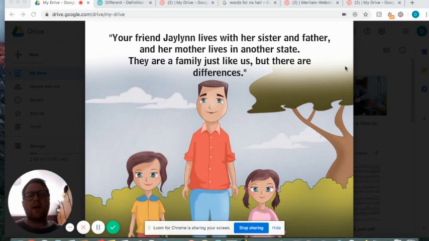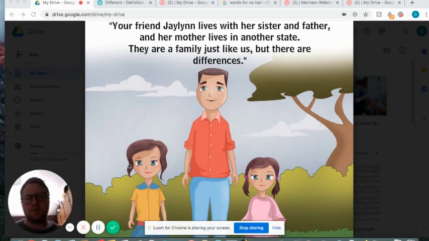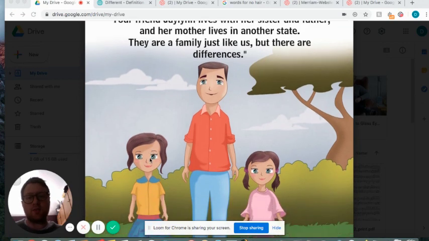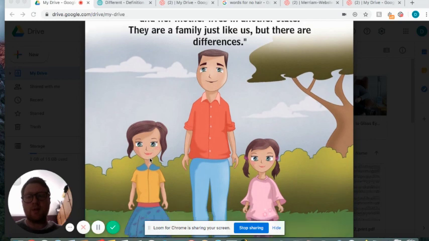So I'd like you to look at Jaylin, go on some physical characteristics, and then recap the words we've just read about Jaylin's family. Jaylin lives with her sister and father, and her mother lives in another state. But they are a family just like us, but there are differences. So I'd like you to write about those differences. Please pause the video here whilst you do so.